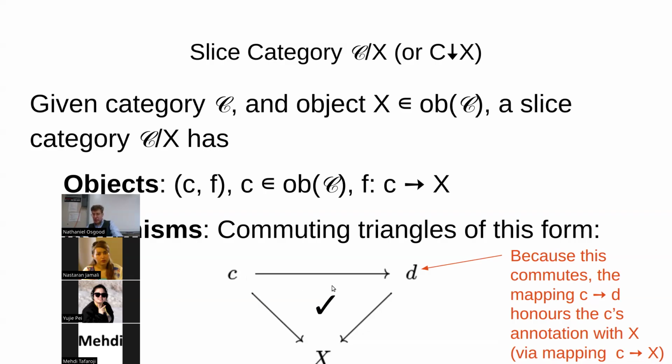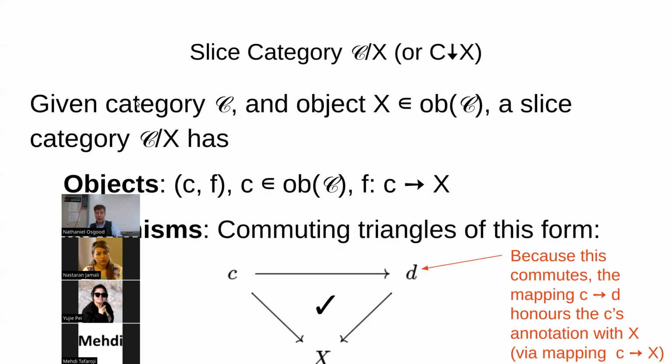Again, this is saying that basically in this slice category, we have this extra annotation information X. And for every object in C for the slice category, we take every object in C and we annotate each part of it with information from X. We sort of label it with information from X. And the morphisms in the slice category are just those morphisms from C that honor that information, that honor that annotation.